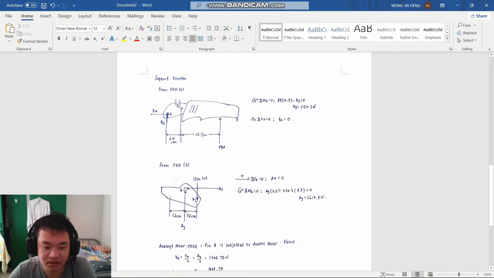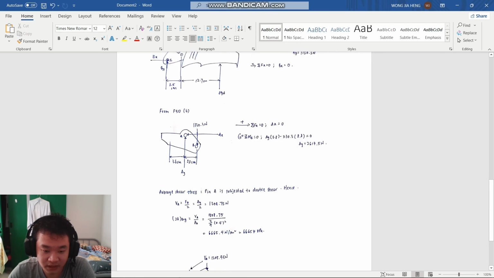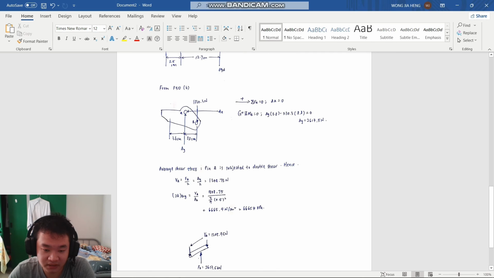Then we calculate the vertical force, and the answer will be By equal to 1130.3 Newton. Then for the part we use to cut the pin, FBD B, the horizontal force is still 0 and the vertical force after calculation is 2617.5 Newton.